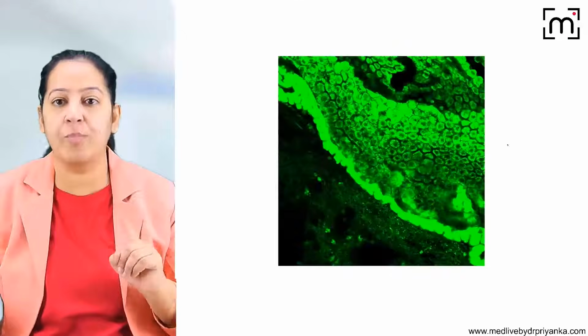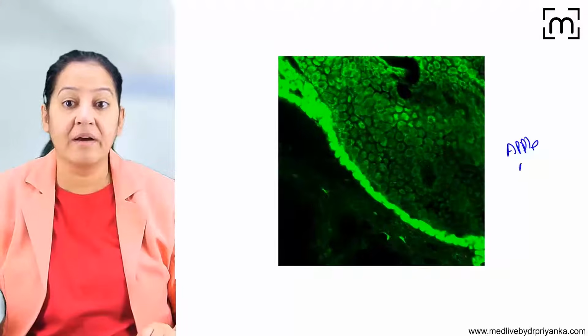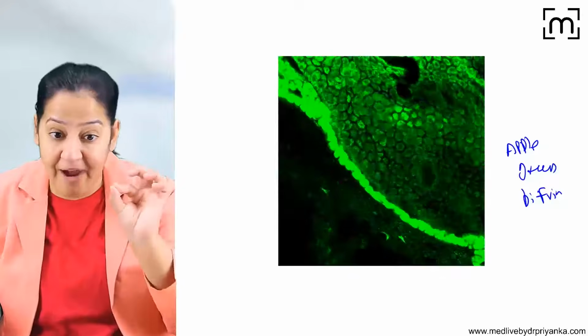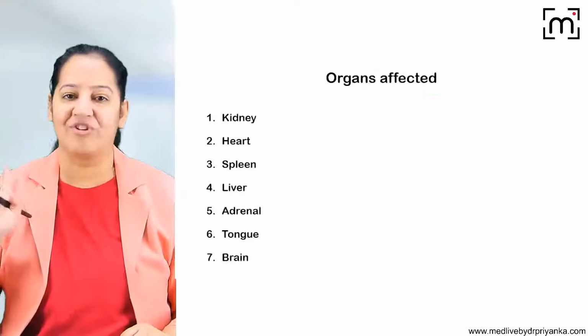So on polarized microscope, it is apple green birefringence. You can appreciate the birefringence here. So that is the zoom version you can see.